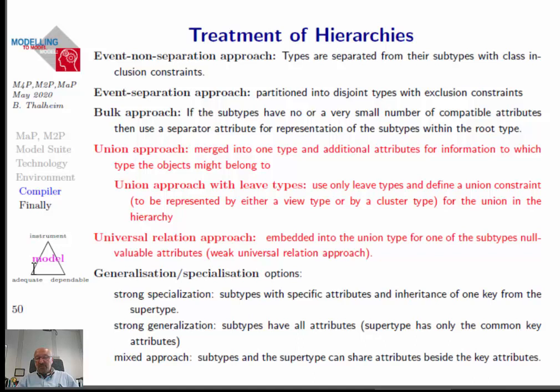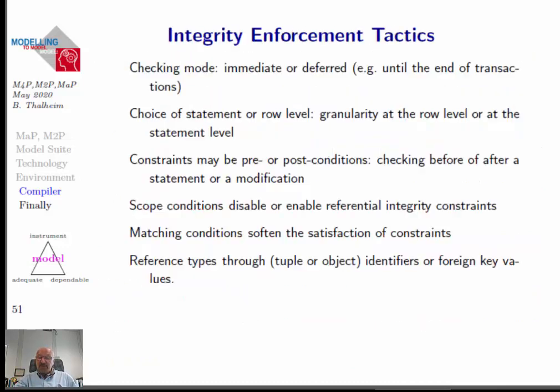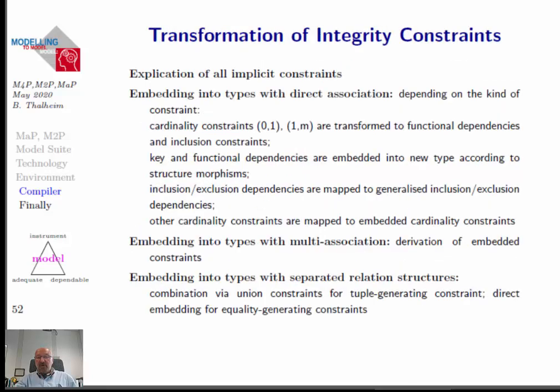There are essentially 4 different approaches: even non-separation approach, even separation approach, bulk approach, and the generalization and specialization approach. The union approach is a little bit, let's say, problematic. For this reason we avoid such approaches. That means in this case again you have a treatment of hierarchies. You have a number of integrity enforcement tactics you can directly specify with a given set of integrity constraints. You have a number of transformations of integrity constraints.